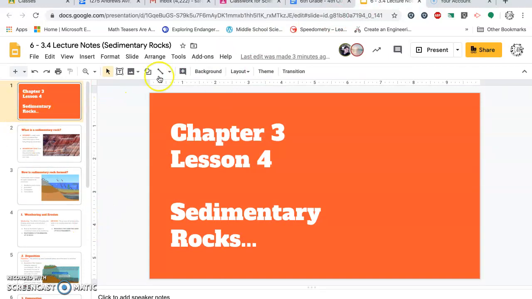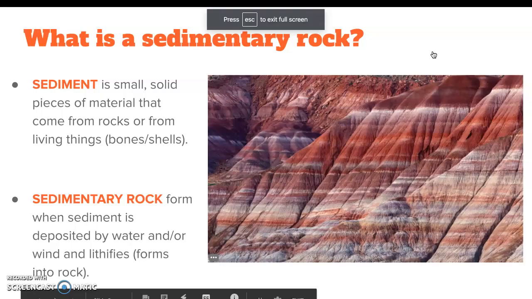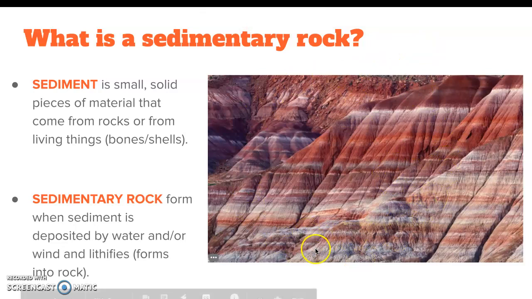So we are moving on to sedimentary rocks. All right. So what's the first thing you notice when you look at this picture? Well, I noticed the layering. And not all sedimentary rocks have layering, but that's kind of a hallmark of sedimentary rocks, this notion that sedimentary rocks are just layers of sediment that have been compressed together.